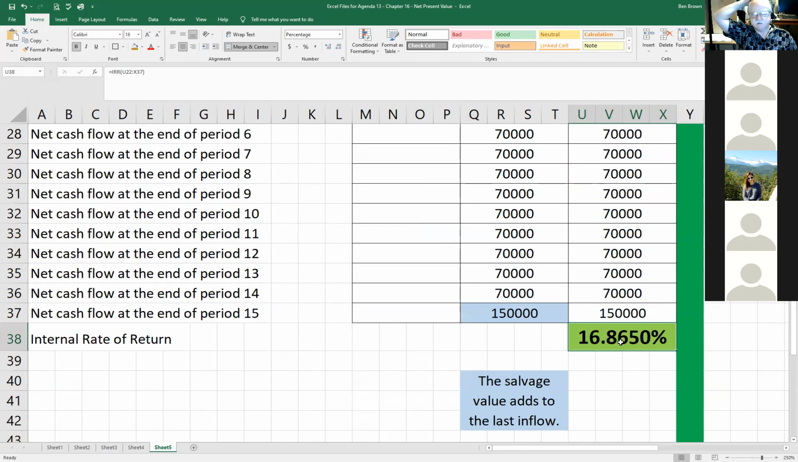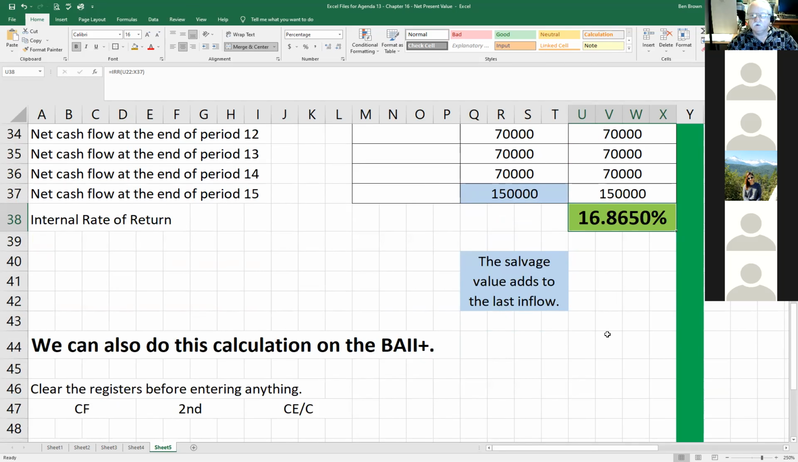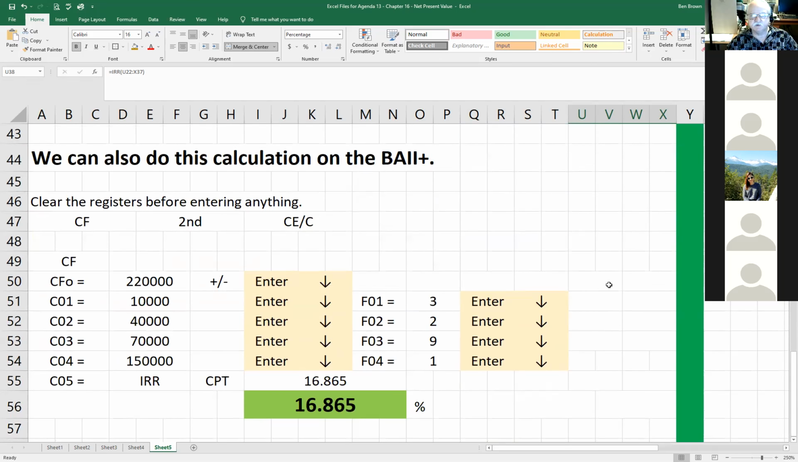We calculate the internal rate of return, and it says this whole project is generating 16.865%. We can do this same thing on the BA2 Plus.